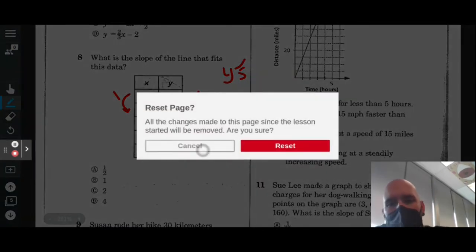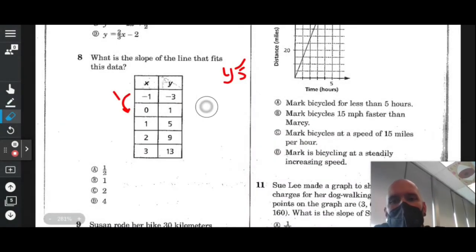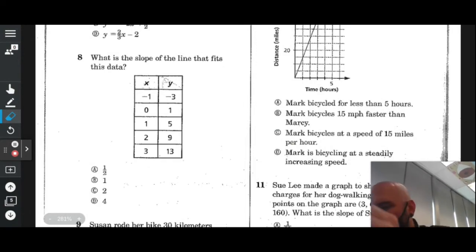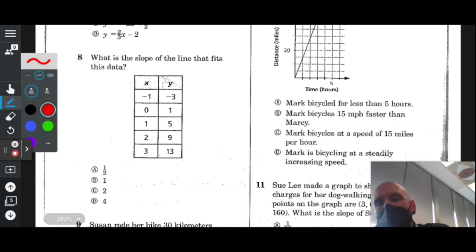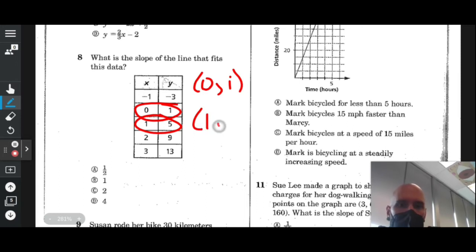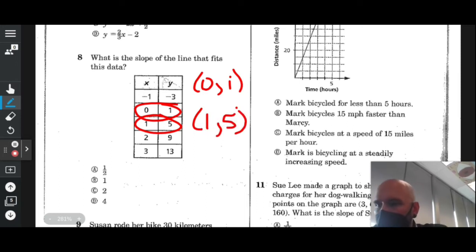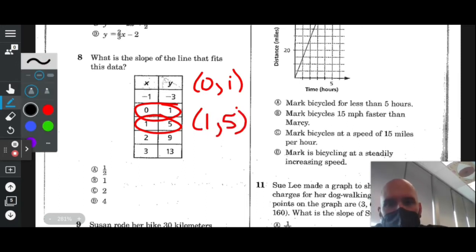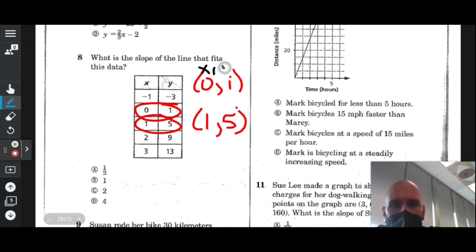But I'm going to pretend I never did that, and I'm going to erase it. And let's use the old slope formula because why not? It's good practice. I'm going to pick 2 points. How about (0, 1) and (1, 5)? Doesn't matter which points I pick. I'm going to label those points x sub 1, y sub 1, and x sub 2, y sub 2.